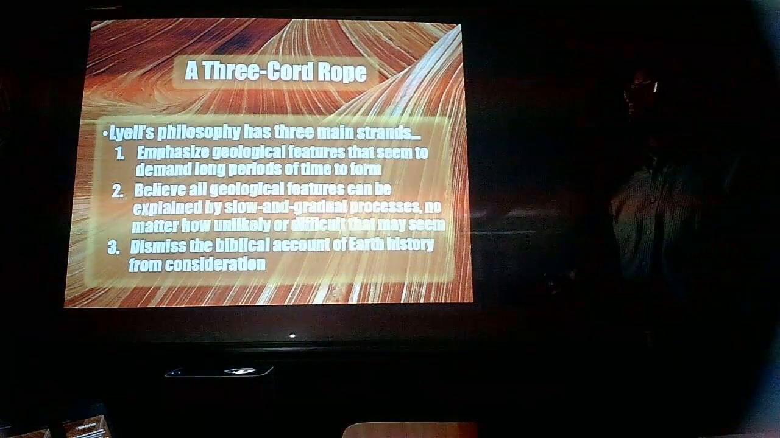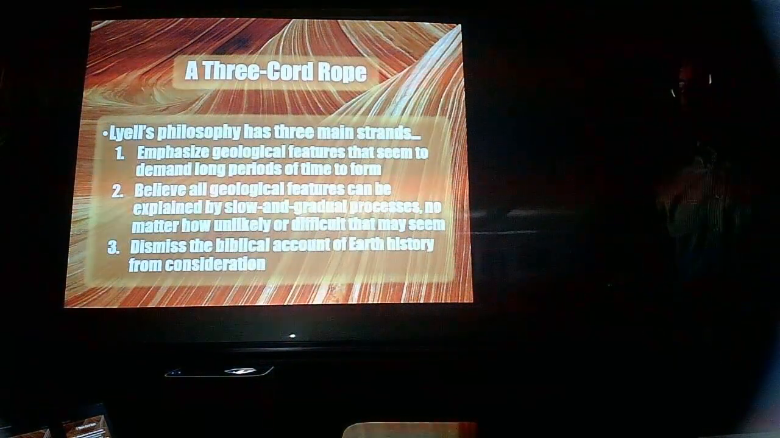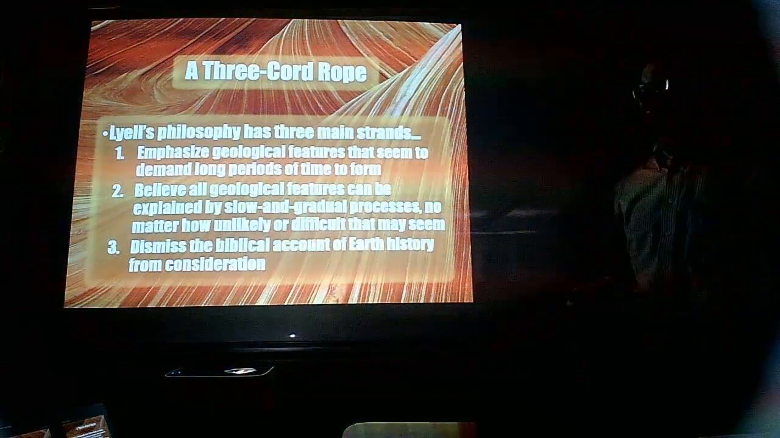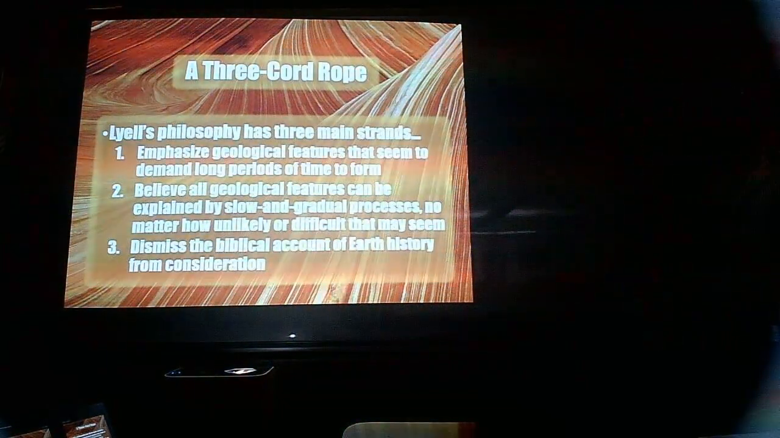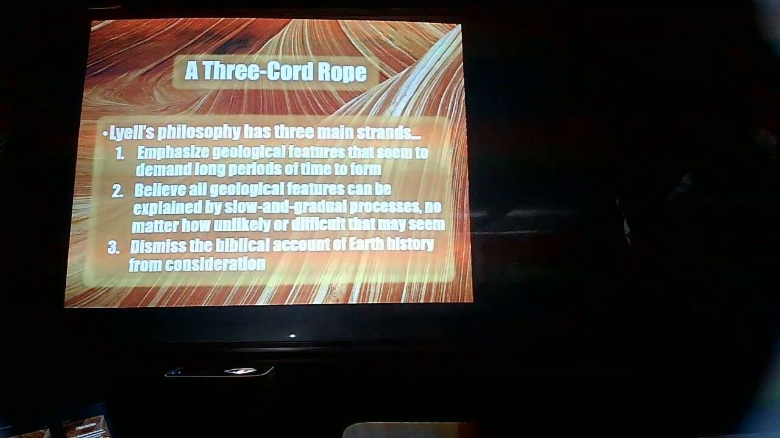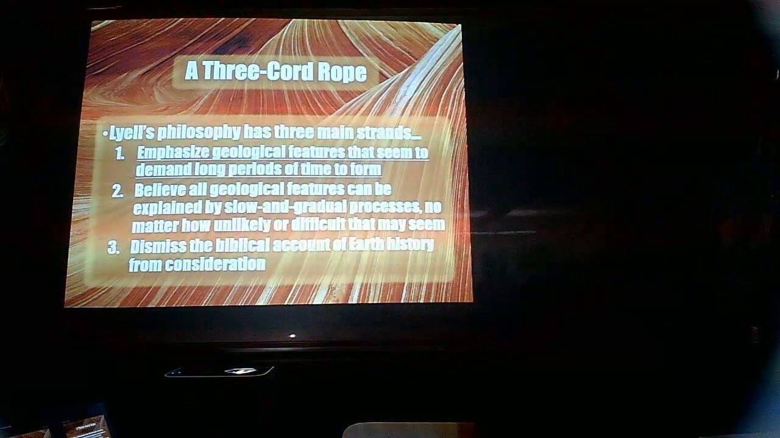So Lyell's philosophy has three main strands here. And what we're going to talk about over the next probably half hour of class time or so, maybe 20, 25 minutes, I'm going to carry into tomorrow, of course, is this first one.